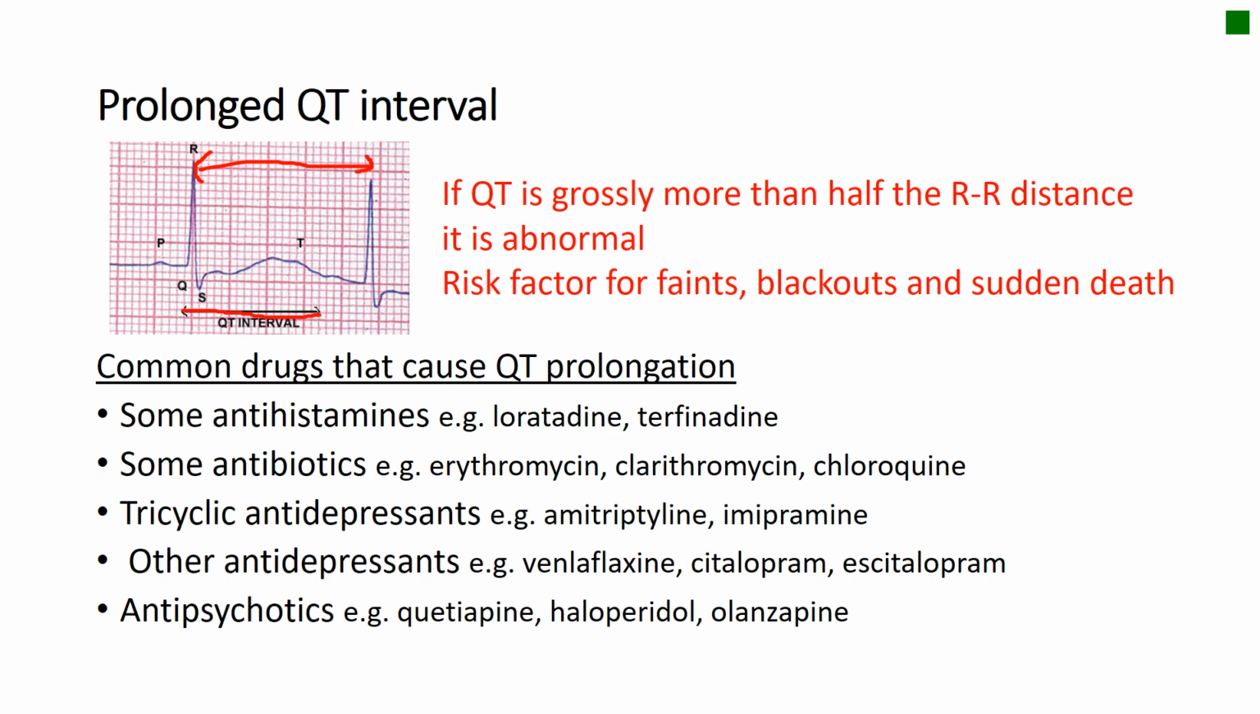And it's associated with some drugs, even common drugs like antihistamines, some antibiotics, tricyclic antidepressants, other antidepressants, and even antipsychotics. All common in Jordan, and a lot of them just given by the pharmacist to patients. So be aware that these drugs can prolong the QT interval, which in turn is a risk for faints, blackouts, and sudden death.